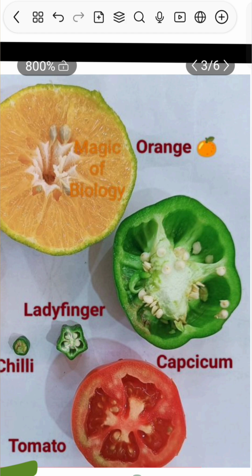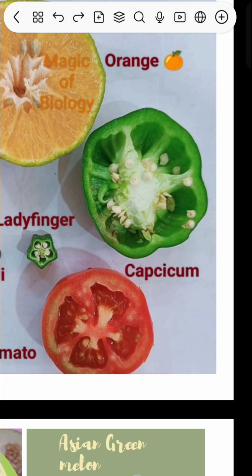Here, see, the lady's finger also is nicely present. Many partitions are here. Inside the center, the ovules are present. The tomato also is very good. See, the partitions are present. This is the center, and you can see the seeds are inside this group.